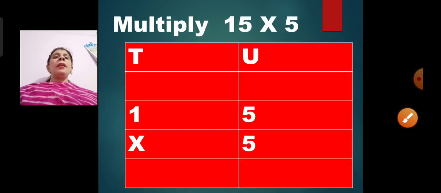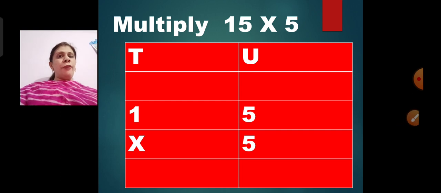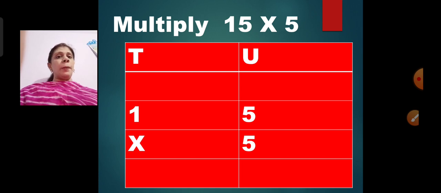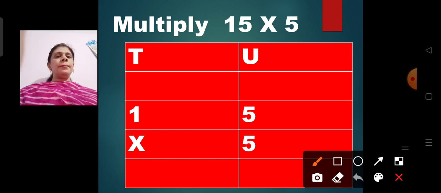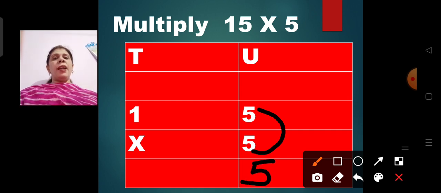Next sum, multiply 15 into 5. The numbers are arranged according to their place value, tens and unit place. Let us multiply. First we are going to multiply: 5 ones are 5, 5 twos are 10, 5 threes are 15, 5 fours are 20, 5 fives are 25. So for 25 I will write only 5 here and 2 I will carry in tens place.